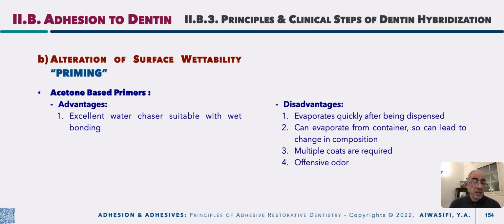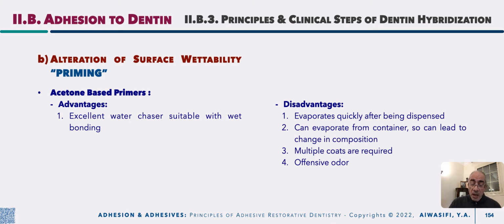Acetone based primer is an excellent water chaser suitable for wet bonding, but it evaporates quickly after being dispensed. That's why dispense it on your micro brush. It can evaporate from the container, leading to change in the composition, so you should recap it immediately. Apply in multiple coats, to let every coat dissolve the previous one and get down to cover all exposed collagen network. This is acetone based.